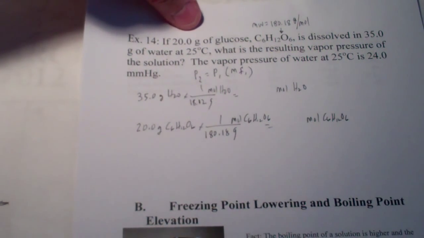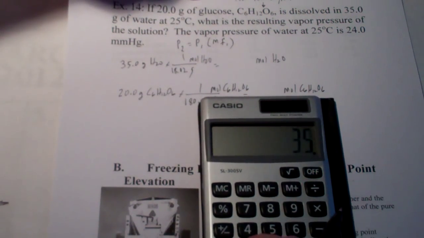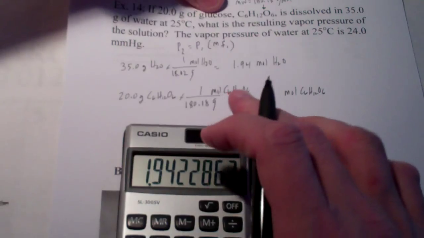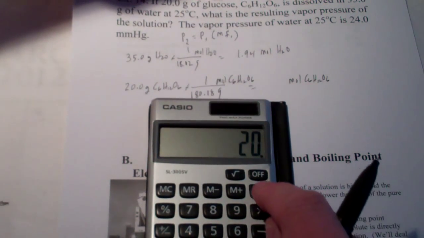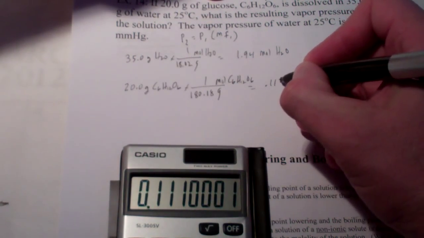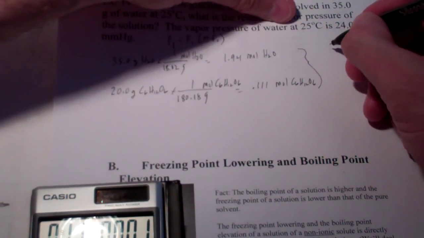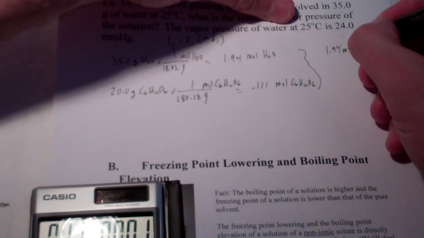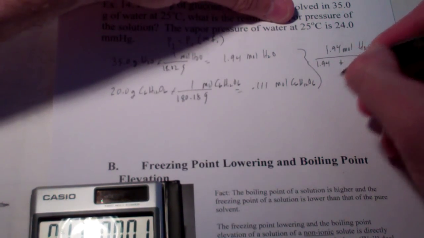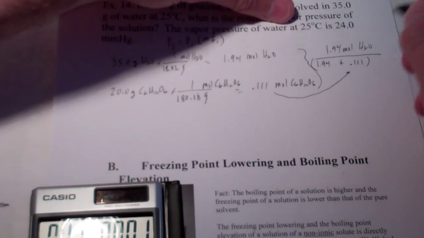So, let's pull out our cheap calculator, and we'll find out what these values are. 35 divided by 18.02 to 3 significant figures gives me 1.94 moles of water. And then 20.0 divided by 180.18 gives me 0.111 moles of glucose. Now we need to find the mole fraction of our solvent. So we're going to take 1.94 moles of water divided by 1.94 moles of water plus my 0.111 moles of glucose.